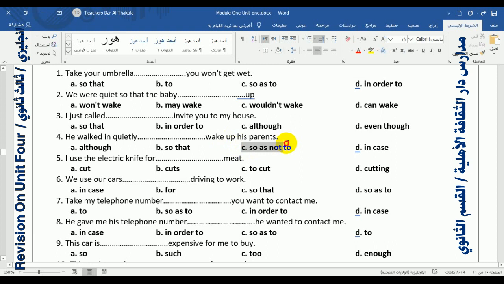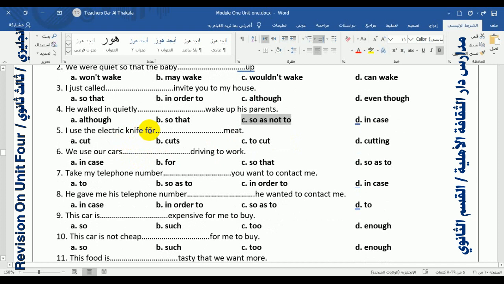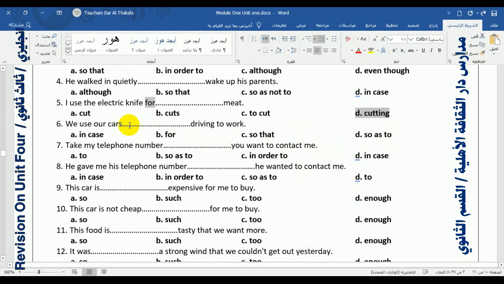I use the electric knife بستخدم السكينة الكهربائية for. طبعا as you know for لازم يجي بعدها فعل فيها ing. So for cut ولا cuts ولا to cut ولا cutting meat؟ For cutting meat. Your correct answer is cutting. We use our cars, طب احنا نستخدم السيارة بتاعتنا ليش؟ Driving. هنا عندي ing، driving to work. In case ولا for ولا so that ولا so as to؟ طالما انا عندي ing هنا يبقى for driving.